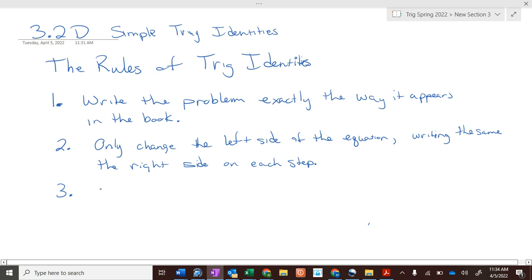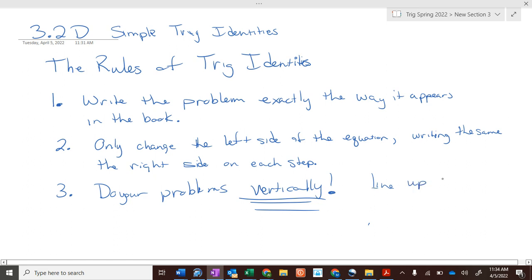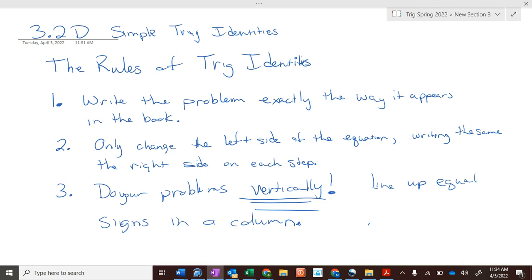And the last one, do your problems vertically. Line up equal signs in a column. And I'll do a few for you so you understand my rules. What we're going to do before lunch are very basic ones that are not going to cause you too many issues.